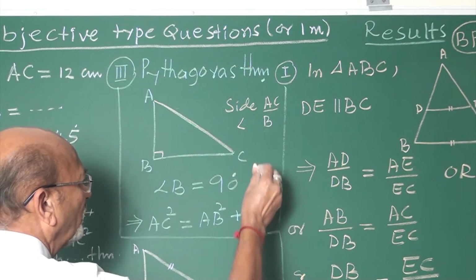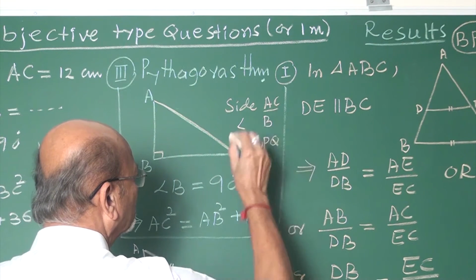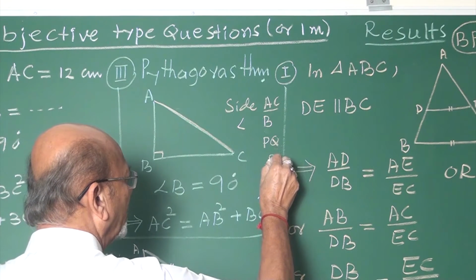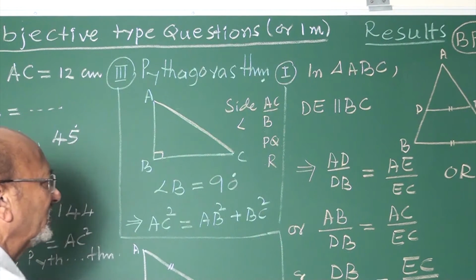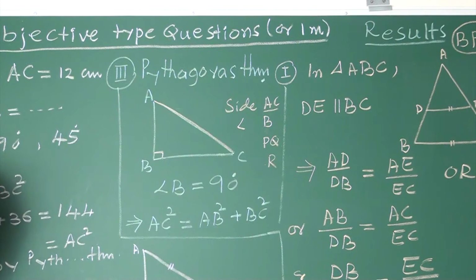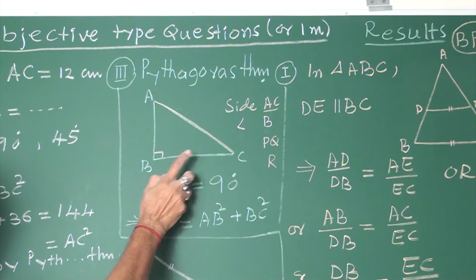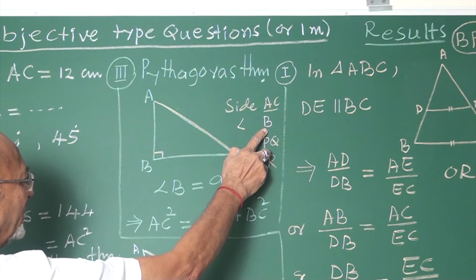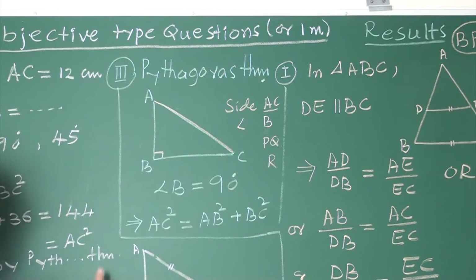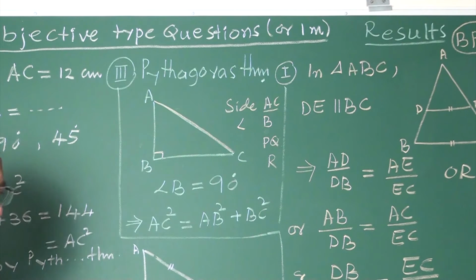What is the remaining angle? B. For example, if I take PQ side as the hypotenuse, then what is the angle? R is the angle, 90 degrees. Like this, my friends, while doing the examples, I won't take much time explaining such things. For AC, I directly write angle B. Angle B is 90 degrees means the triangle is a right angle triangle. All this goes with symbols.